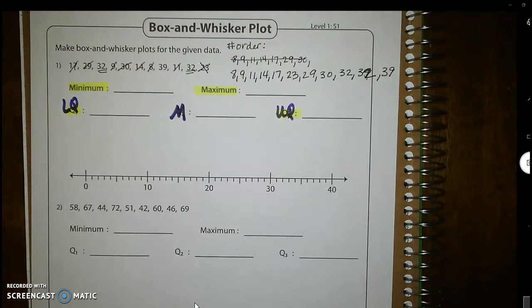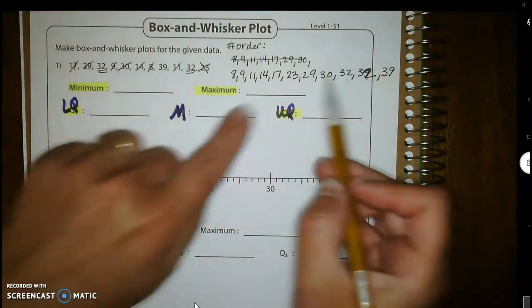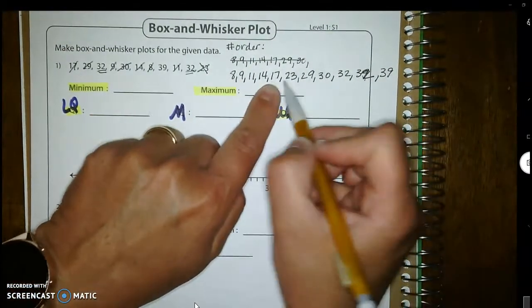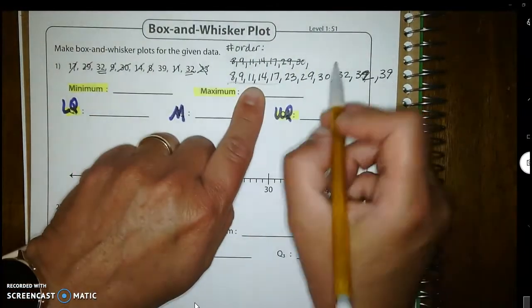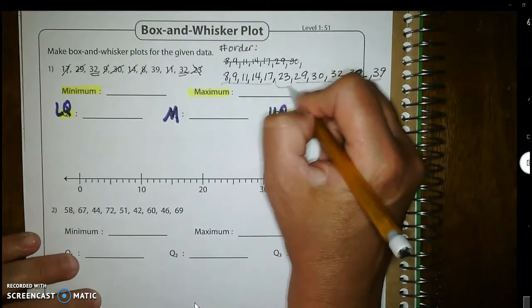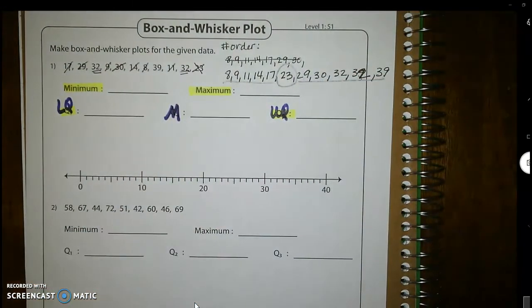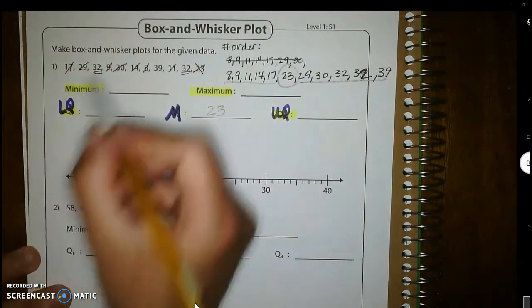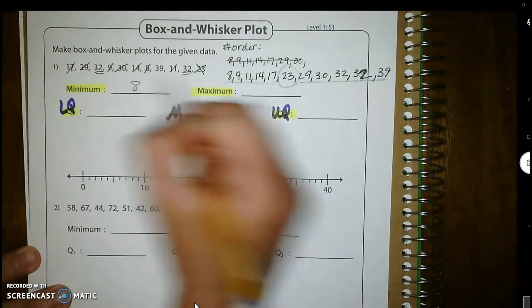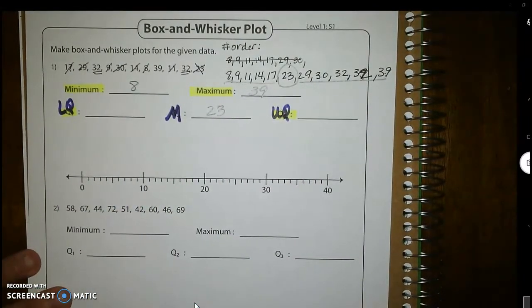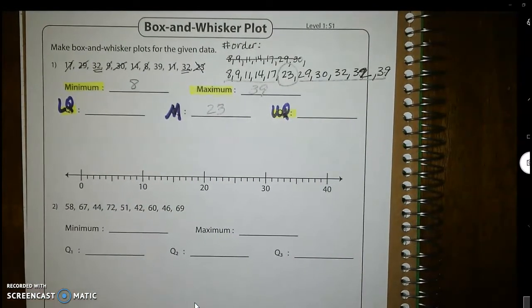All right, if I go and look at our data, we had 11 numbers. If I split it in half, 1, 2, 3, 4, let's put 5 numbers on one side, 5 numbers on the other side, which is going to leave a perfect 23 to be our median. So 23 is the middle number. My lowest number is 8. My highest number is 39. Okay? Now let's go find the lower quartile and the upper quartile.